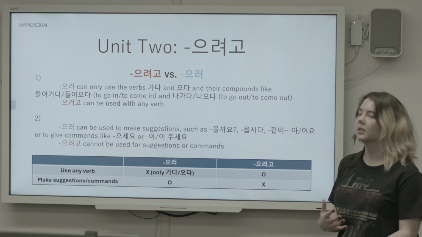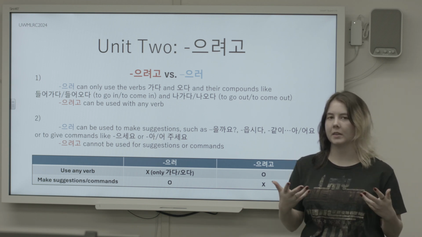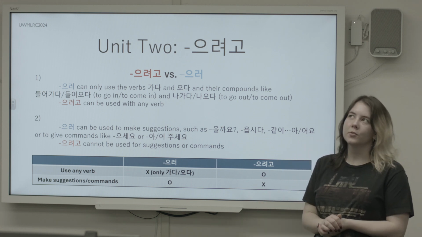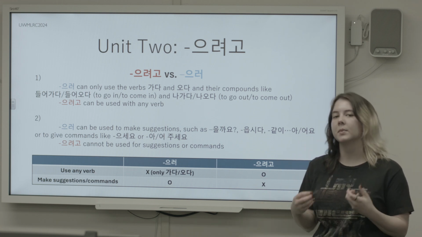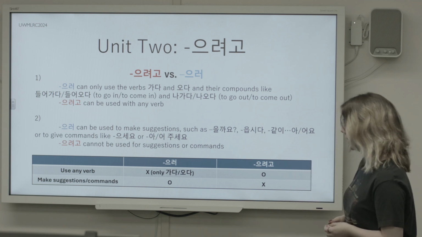Now you might be thinking that 으려고 also shares some similarities with 으러. And you might be thinking, aren't they the same thing? They are not. They are both translated as in order to do something, but they do have different limitations and different uses. So let's take a look at those quickly.